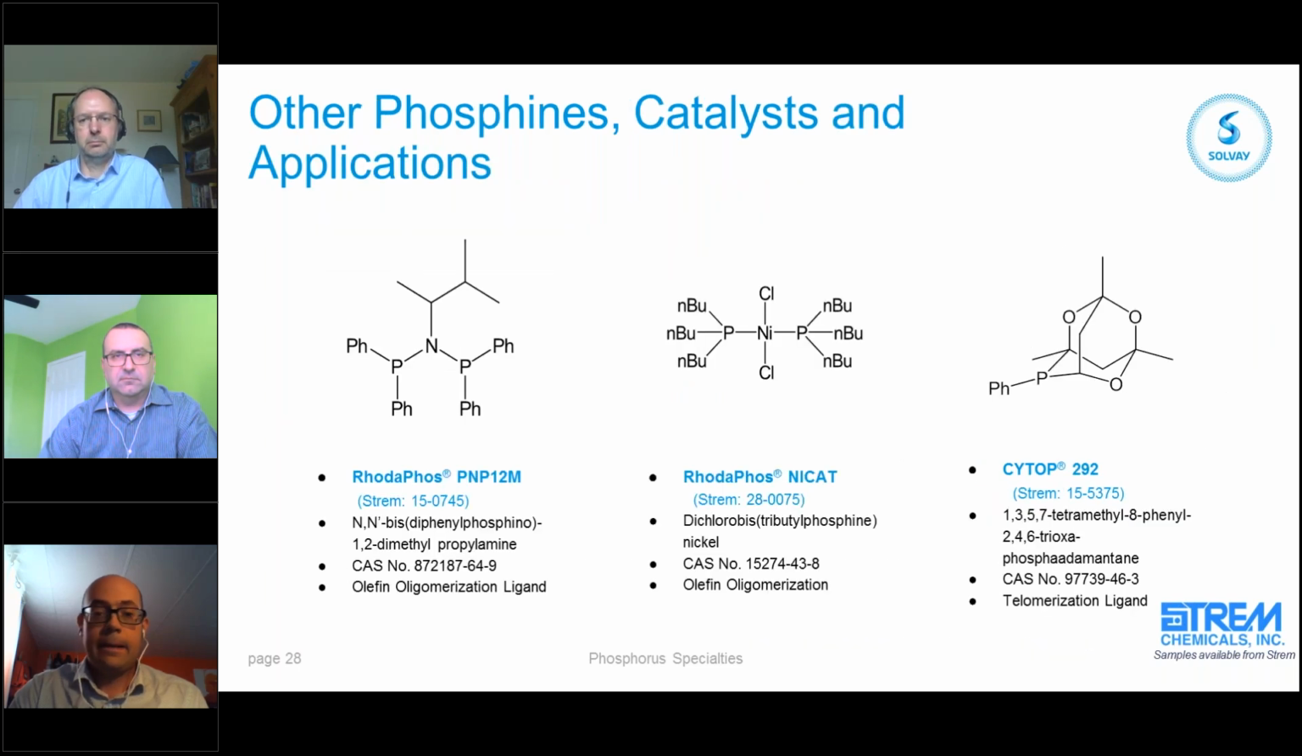Next slide. My last point was that we talked about a few specific applications here, but we're really not limited to these as far as catalysis goes. We have a lot of diversity in our ligands. The PNP ligand shown here is one used in olefin oligomerization and metathesis. There are cases where we do supply the catalyst directly. Rhodophos NiCat is an example of that, where we make the nickel catalyst that can be used in olefin oligomerization and metathesis as well. We can also get these bulky structures, like the Cytop 292 here, and really anything in between.